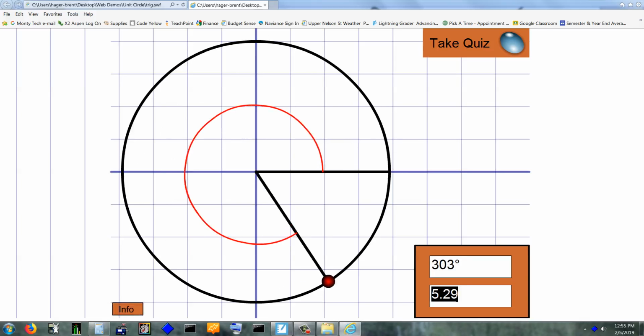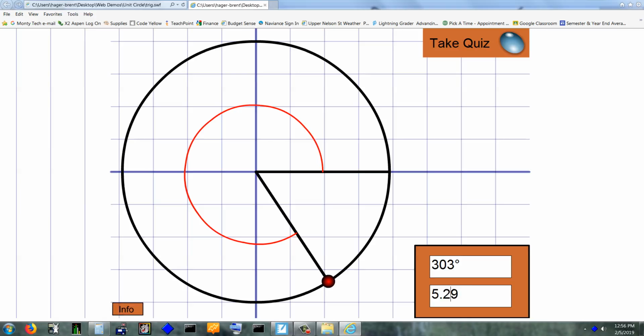Does anyone know what that other number is? 5.29? And that is exactly how you write it. You don't even put a label after it. If it's degrees, you've got to put the little circle. But if it's this other unit, you don't have to put anything. You just leave it like that. Anybody know what the 5.29 is? All right, we'll talk about it later.